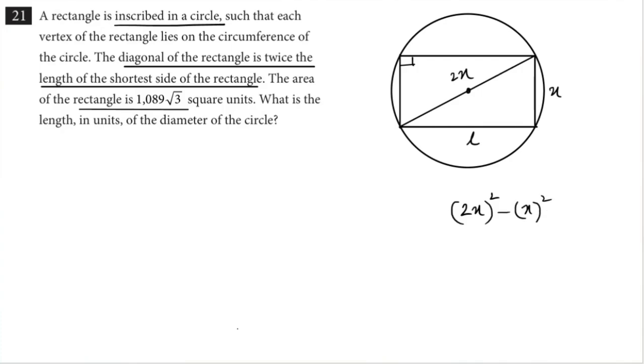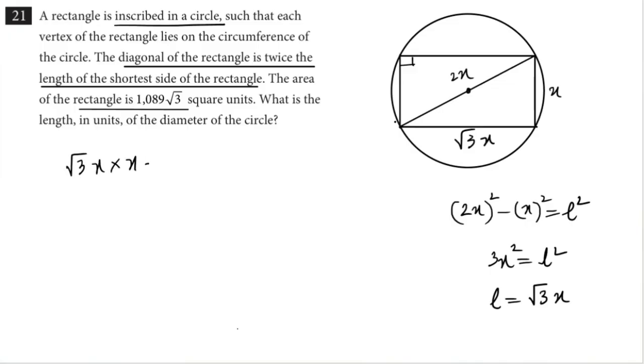2x squared minus x squared equals L squared, right? So hypotenuse squared minus perpendicular squared equals base squared. So 4x squared minus x squared is 3x squared, equals L squared. Let's square root both sides. So this will be root 3 times x. Let me write it over here quickly: root 3 and x. This way I can get the area of the rectangle. That will be root 3 x times x, so I can call it root 3 x squared.